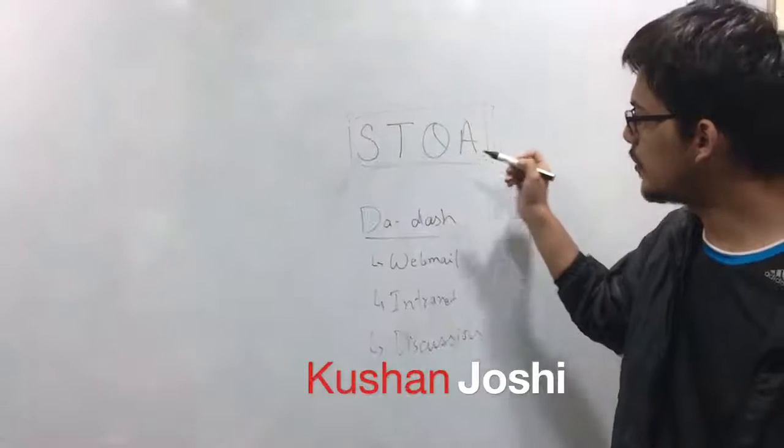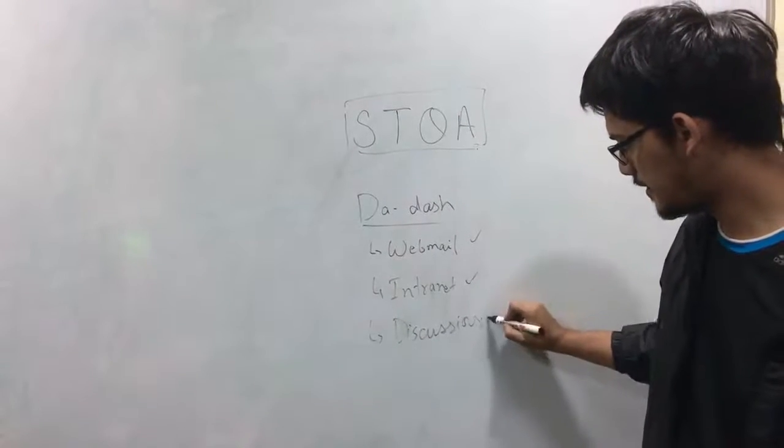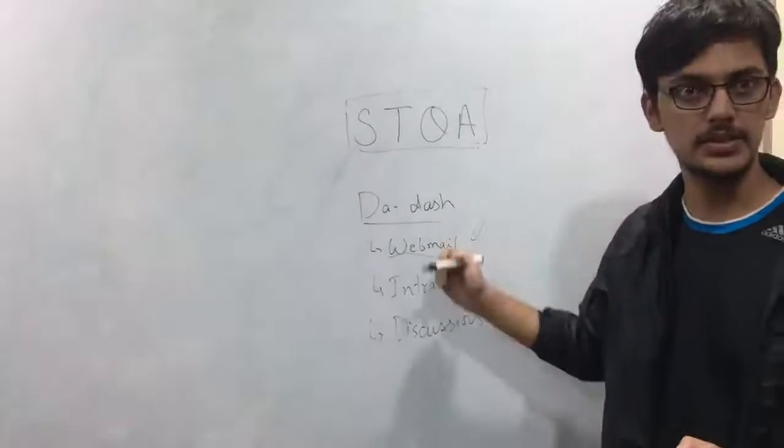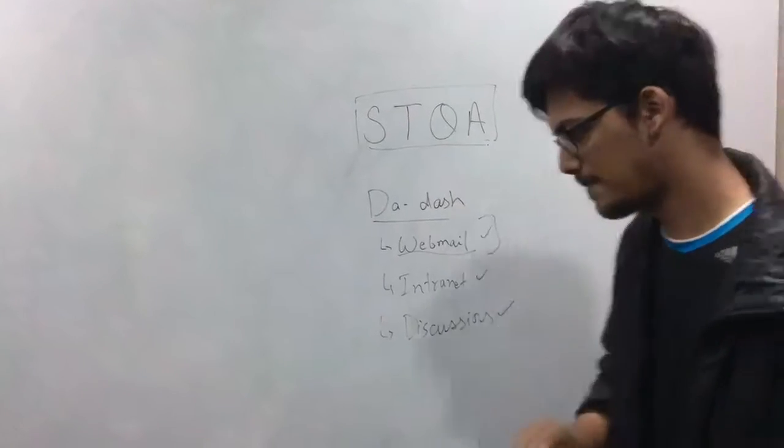In software testing and quality analysis, we are going to test these three functionalities, namely webmail, intranet, and discussions. So I'll give you a brief overview of how these three functionalities are working. First of all, let's talk about webmail.